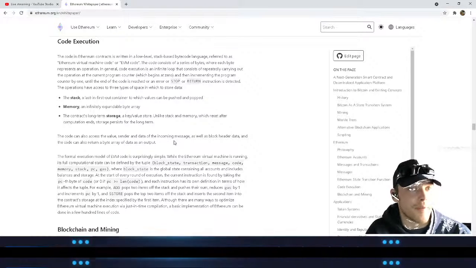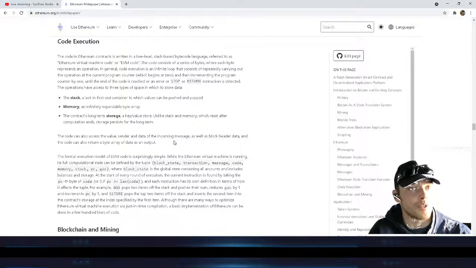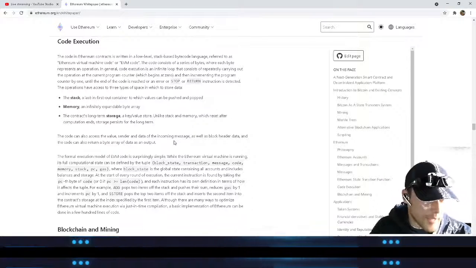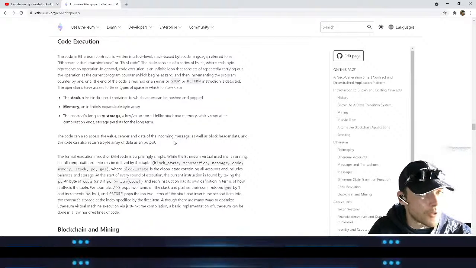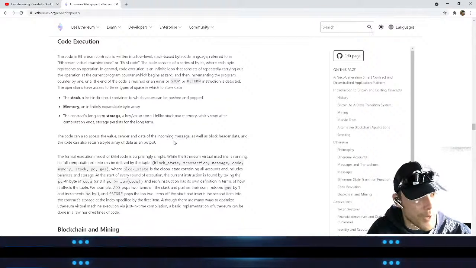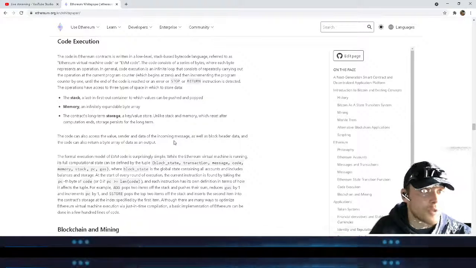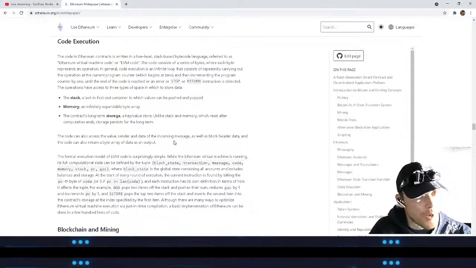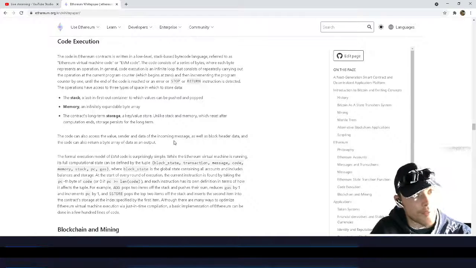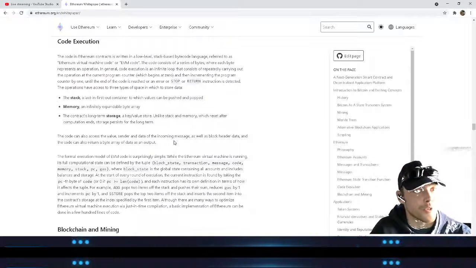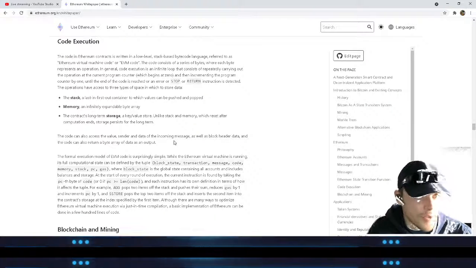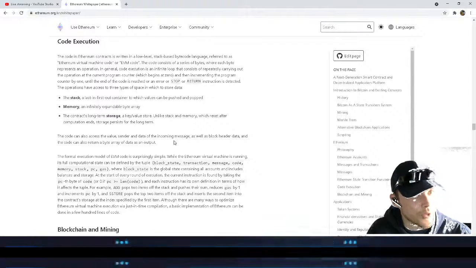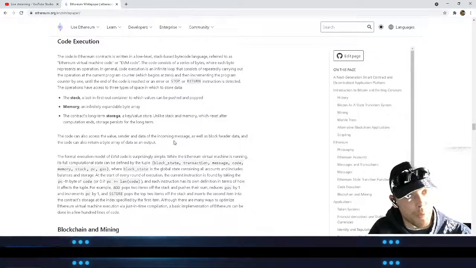The operations have access to 3 types of space in which to store data. The stack, a last in first out container to which values can be pushed and popped. Memory, an infinitely expandable byte array. The contract's long-term storage, a key value store. Unlike stack and memory, which reset after computation ends, storage persists for the long term. The code can also access the value, sender, and data of the incoming message, as well as block header data, and the code can also return a byte array of data as an output.